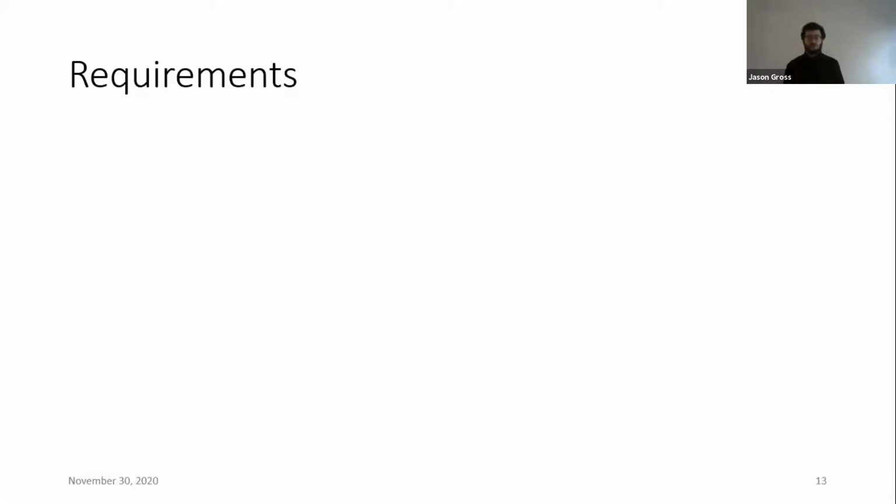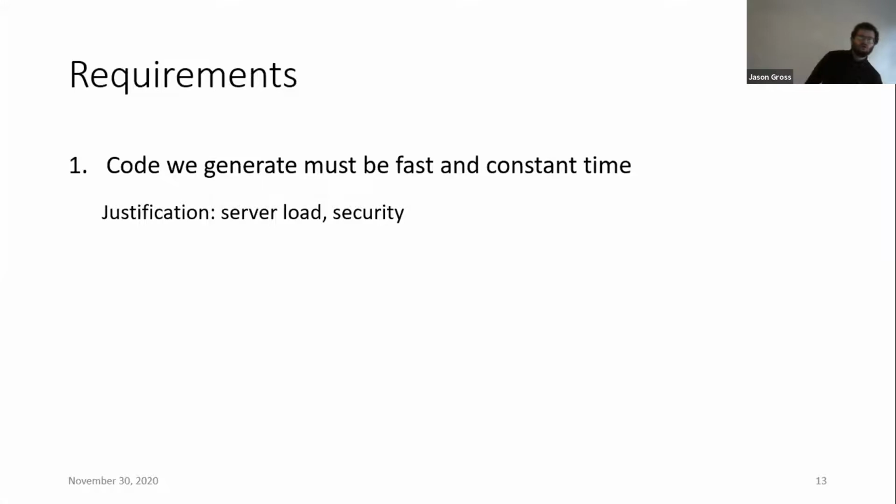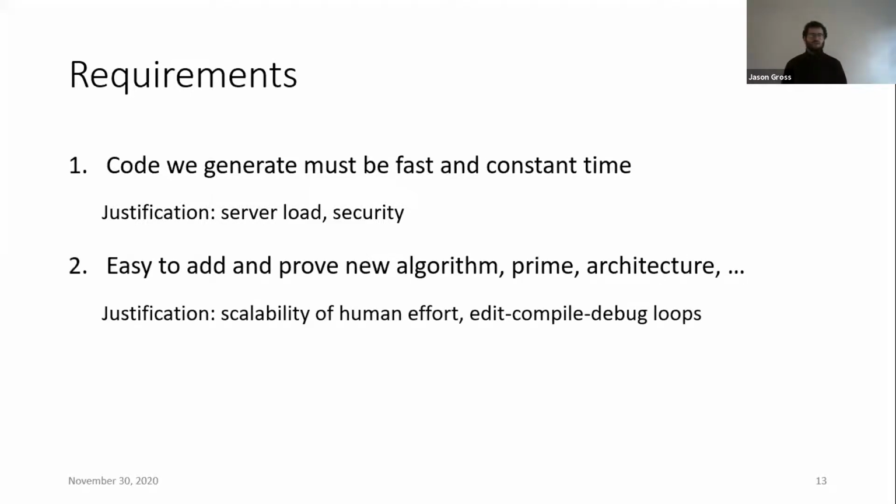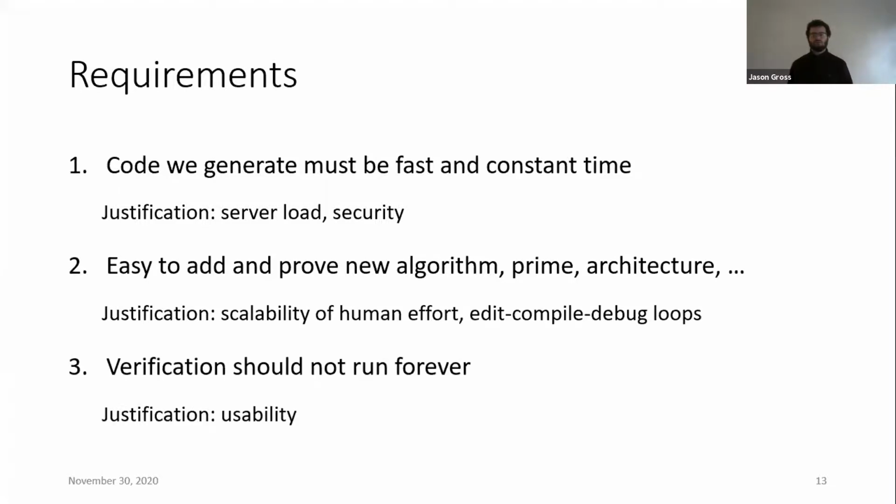So the requirements for fiat crypto were that the code that we generate must be fast and constant time. Fast for server load, constant time for security. It should be easy to add and prove a new algorithm, new prime, new architecture. This is what enables innovation. And finally, the verification should not run forever. 4,000 millennia is way too long. If the verification doesn't finish in reasonable time, it's not actually useful for anything.